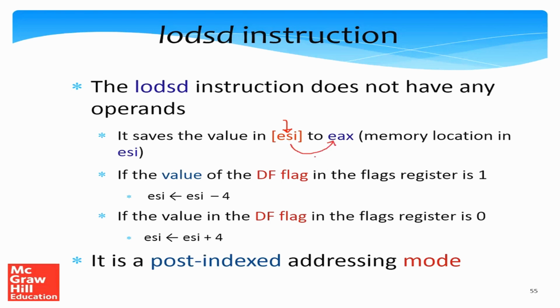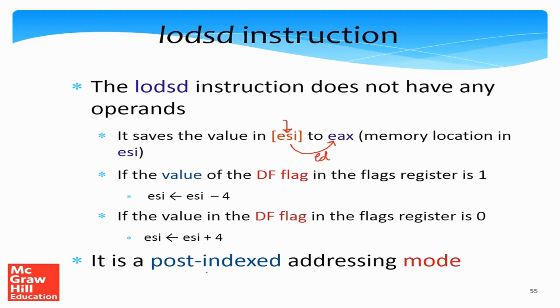So this is like loading. You're loading from memory with the address being the contents of ESI, right? The memory location is in ESI. And here also we change the value of ESI. If the value of the DF flag in the flags register is 1, then we subtract 4 from ESI. Otherwise, if the value of the DF flag is 0, we add 4 to ESI.